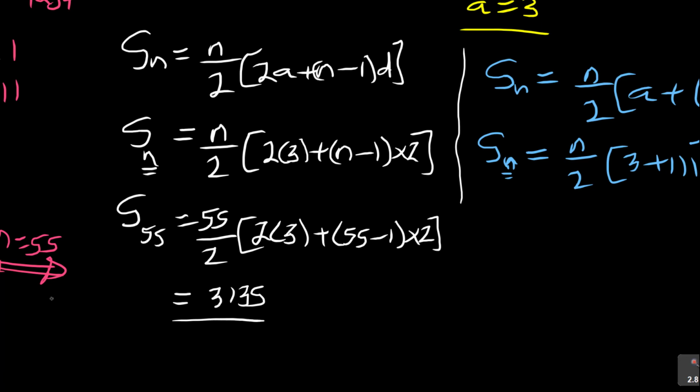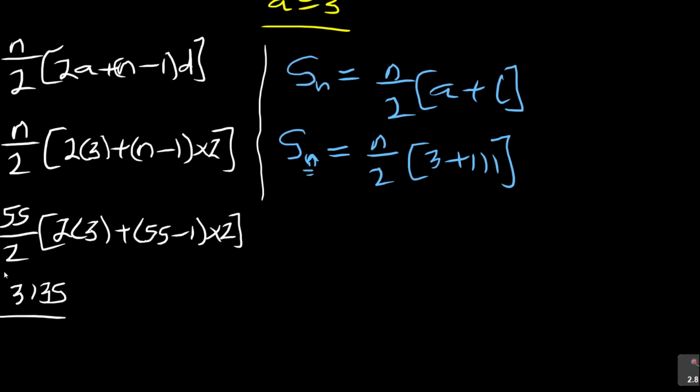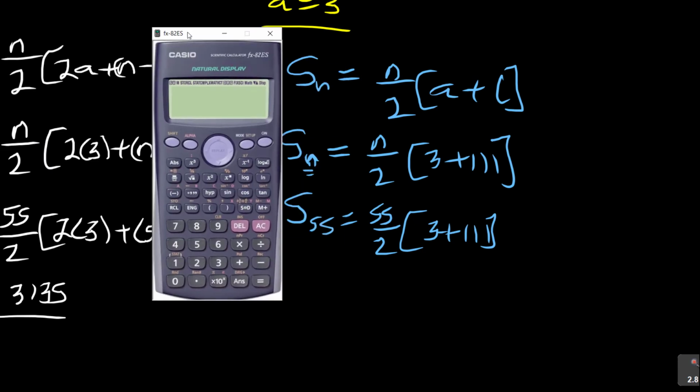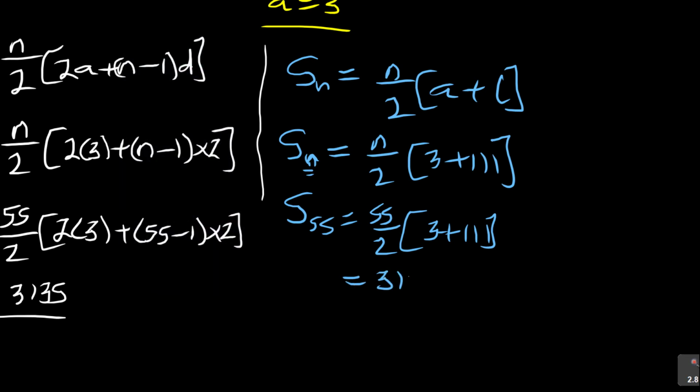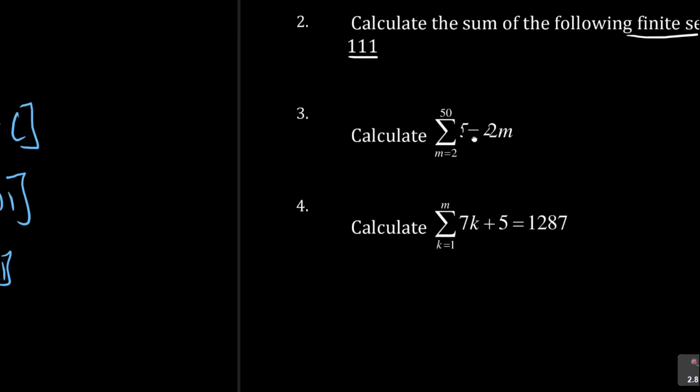See, that is the sum. What about this? If I was using the other formula, which is the sum of 55 terms is 55 over 2, which is 3 plus 111. Don't simplify it, just use a calculator straight away like that. It must work out, which is 55 over 2 bracket 3 plus 111. Okay, equal to 3135. And you can see these are the same, so that's what you need to do on that. All right, so that's how you can apply that formula.